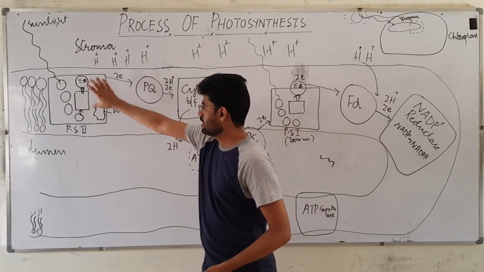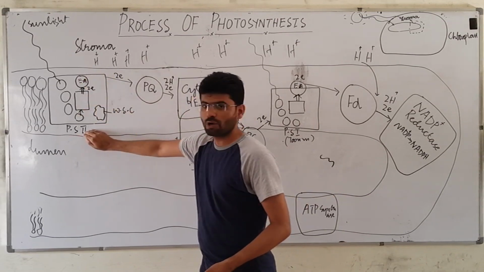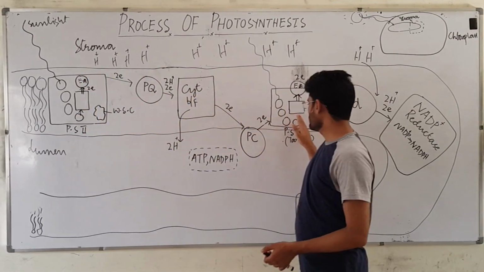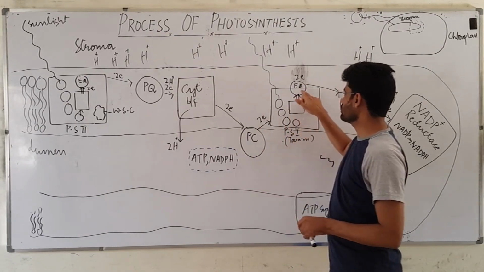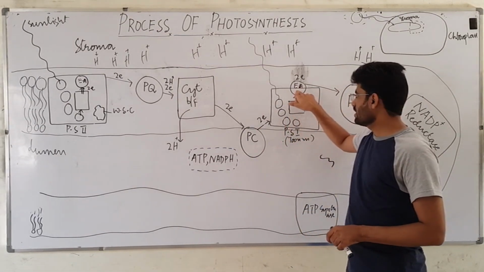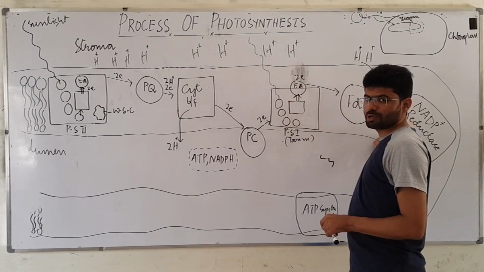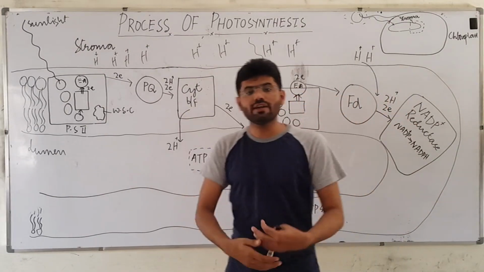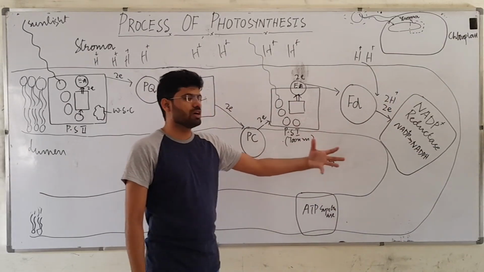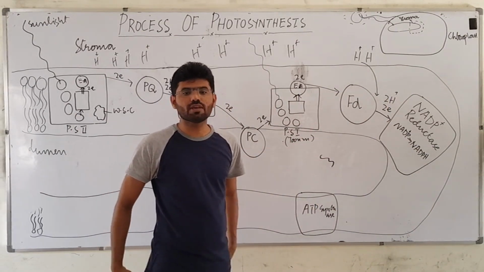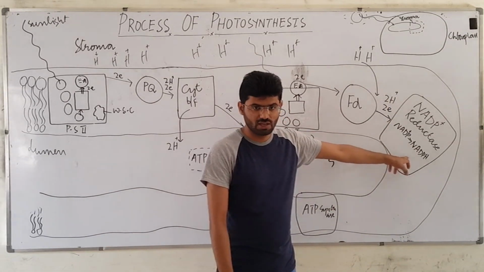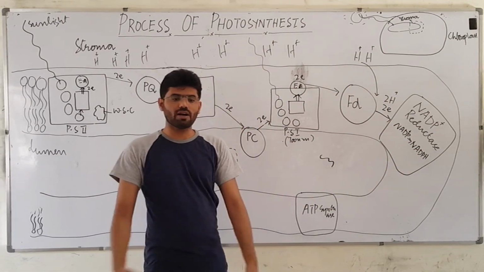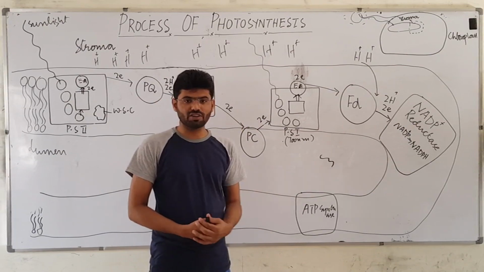So we saw that electrons moved from PS2, they came to PS1. The electrons of PS1 went to electron acceptor, then they went to NADP plus. Why did they go? Because they had to reduce NADP plus into NADPH. So this was called the first part of the light dependent reaction.